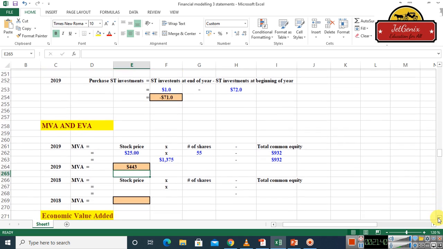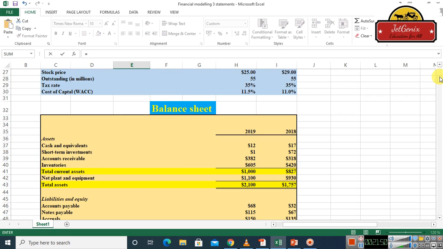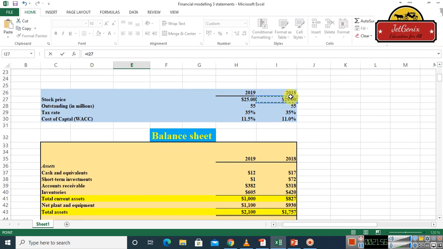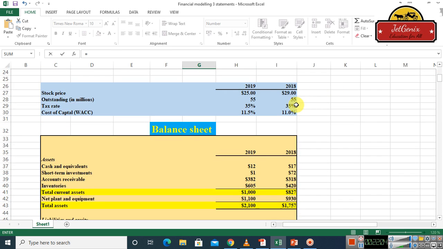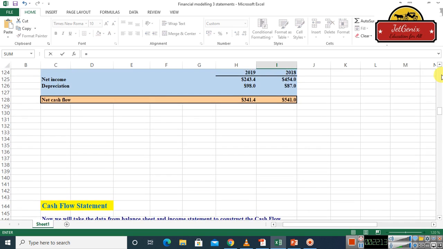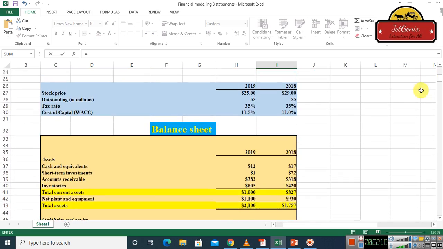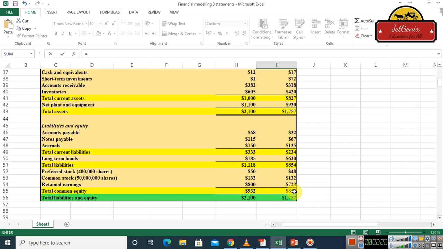And now we are going to calculate the MVA for 2018. Again select the stock price for 2018, scroll up, and you see the stock price is here. For 2018 you can see the year here as well. Press enter. Now for the number of shares outstanding, press equal, and the number of shares outstanding at the top of the spreadsheet is again 55. Press enter, and again we are going to select the total common equity from the balance sheet. Yes, you can see this is the balance sheet, and this is the total common equity for 2018.